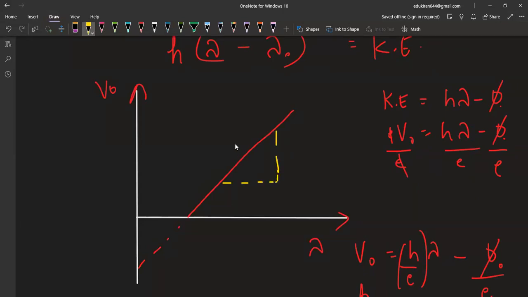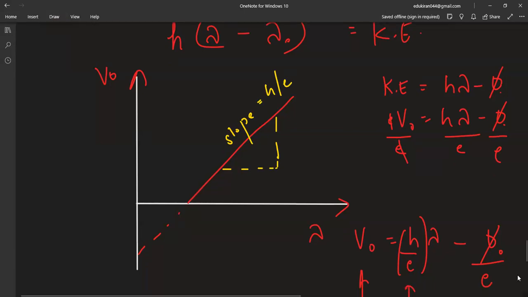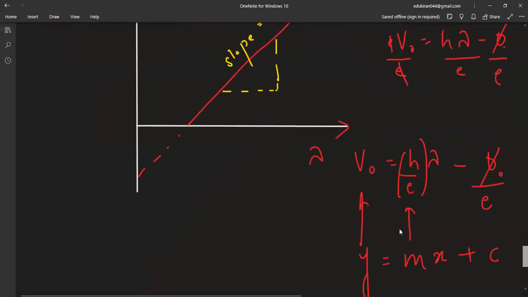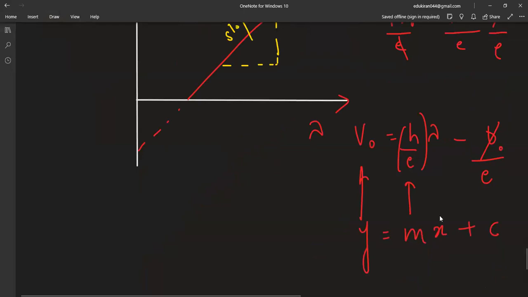So if I calculate the slope of the graph, this will be equal to h by e. The slope of the graph will be equal to h by e. This is m, the slope, h by e. On the x-axis, we have the frequency, and the y-intercept, that is, it is intercepting the y-axis. So at the y-axis, this is phi naught by e. But since this is minus, we are plotting it here. So this is minus phi naught by e.